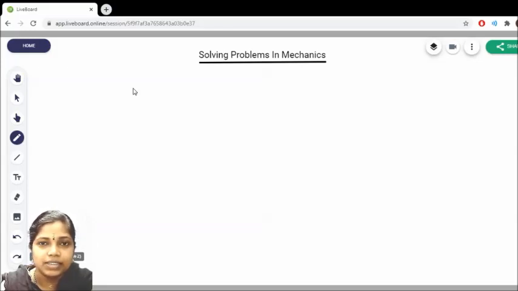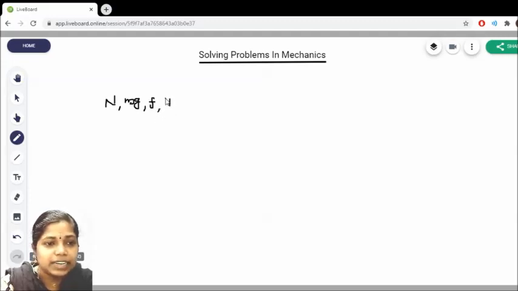In the last class, we did two problems where only three forces were involved: the normal reaction, the weight of the object, and the frictional force. Today we will be discussing problems where one more common force comes in, and that is the tension in the string. All the physical objects in contact with each other will experience a force on each other.